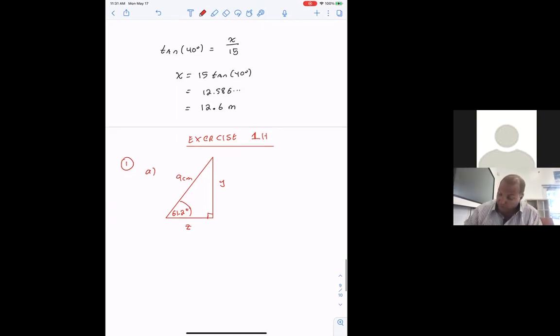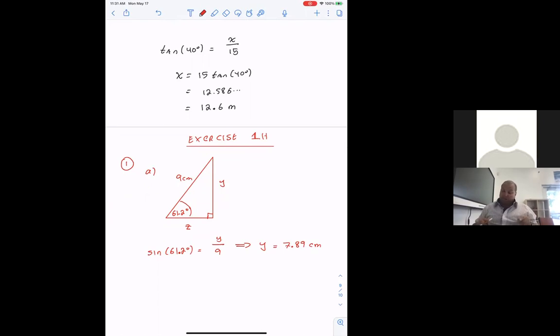I'll do Y. Sine of 61.2 degrees equals opposite over hypotenuse. So if I do sine of 61.2 and I multiply that by 9, I get Y to 3 sig figs is 7.89, and the units are centimeters. Now I want to find Z, and I can do it in 2 ways.